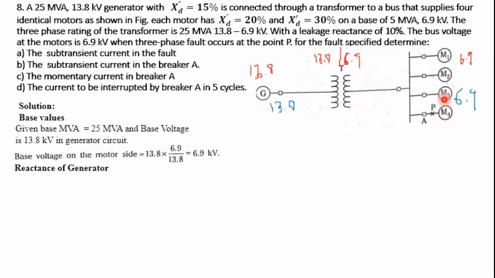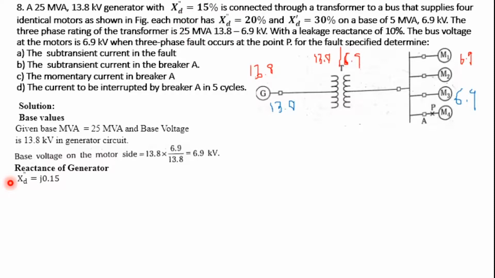So what we have to do is calculate the subtransient and transient reactance of the generator, and for the transformer and the motor. It is mandatory. Earlier we were supposed to calculate only the value they had mentioned, but here we have to calculate both, subtransient and transient, because he has mentioned it.